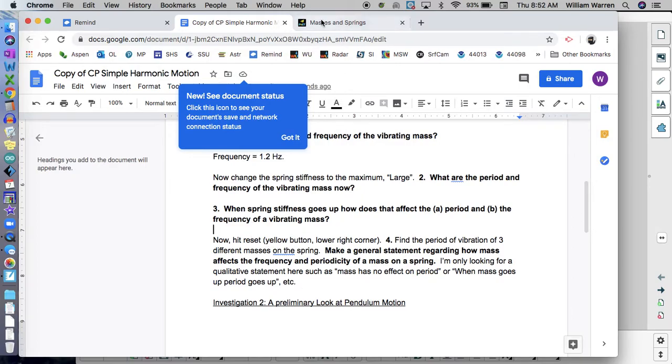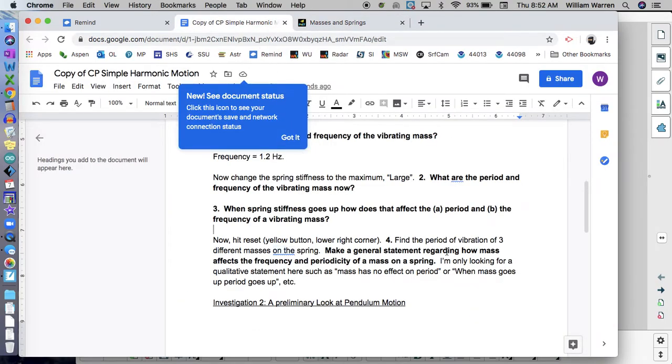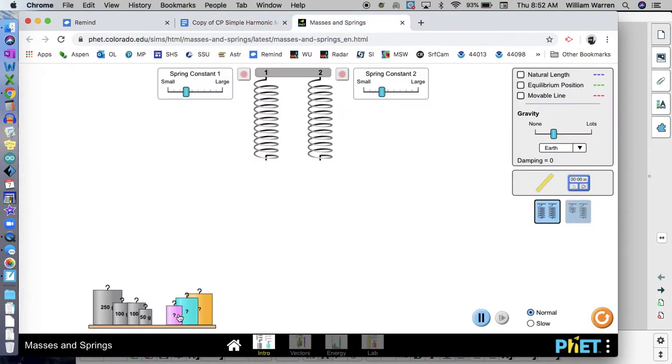Then it says hit the reset button in the lower corner. Boom, I hit it. And it says find the period of 3 different masses on the spring. Make a general statement regarding, when mass goes up, frequency goes up, or when mass goes up, frequency goes down, or whatever you find, just make a general statement like that. I'm looking for qualitative statements, such as mass has no effect on period, or when mass goes up, period goes up, etc. So with this one, we're not messing with the spring.